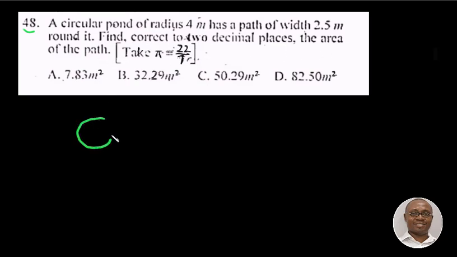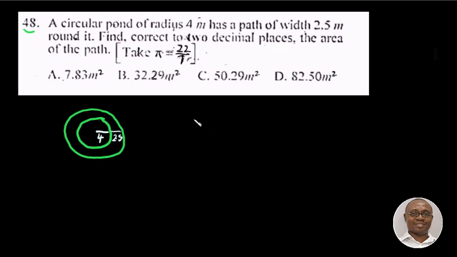So we're talking of something like this. That is the first circle. That's a pond. Then we're told that there is a path round it. The radius of the pond is 4 meters, and the width of the path is 2.5 meters.